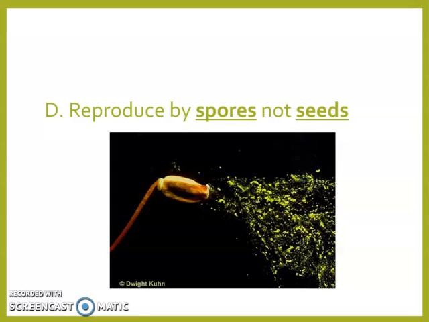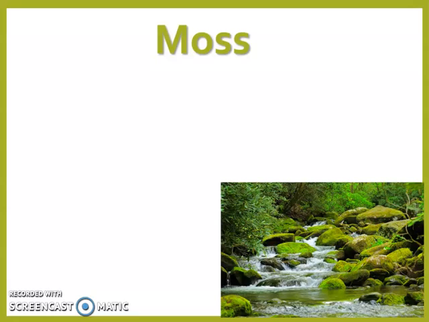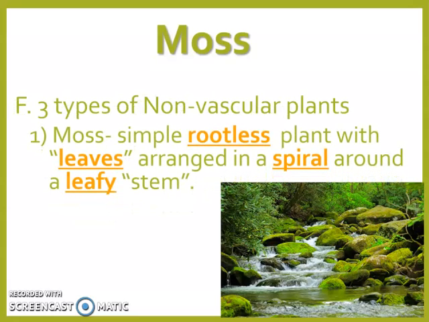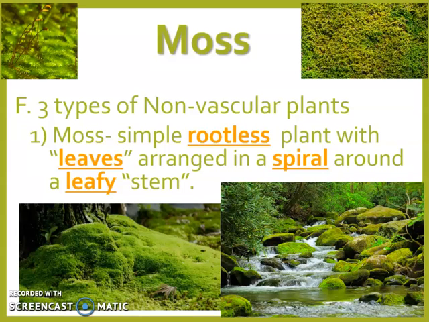We have 3 examples of non-vascular plants. Our first example is moss, that green, slippery, wet plant that is found all over rocks and trees and all of that. They're rootless plants, right? They have those rhizoids. They have leaf-type structures that are in a spiral around the stem.